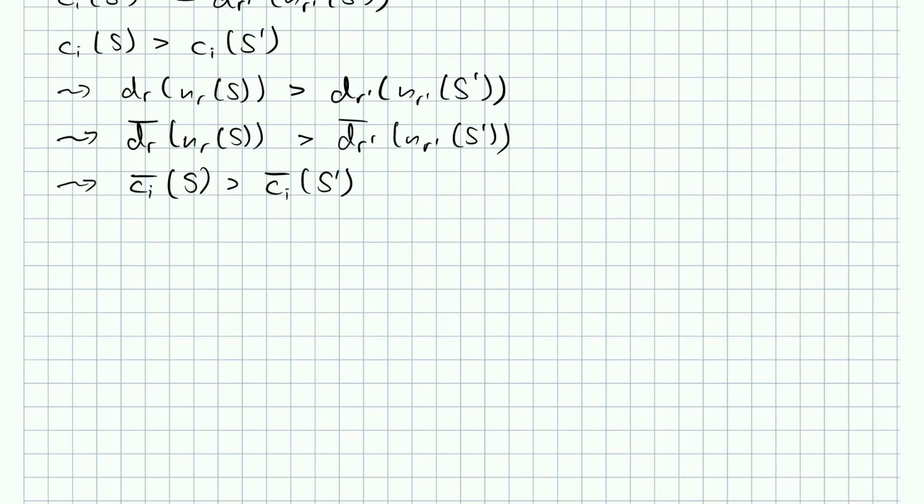This proves this claim that every improvement sequence with respect to the original delays is also an improvement sequence with respect to the new delays. Now, all we have to do is upper bound the length of improvement sequences with respect to the new delays. How do we do that?